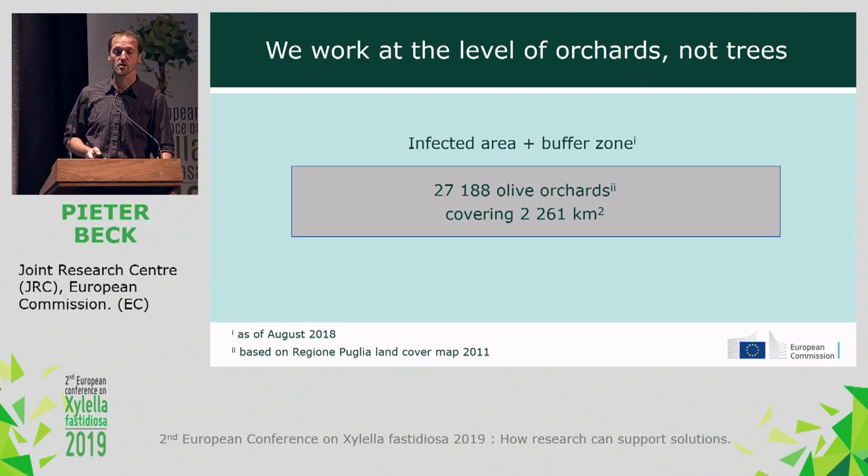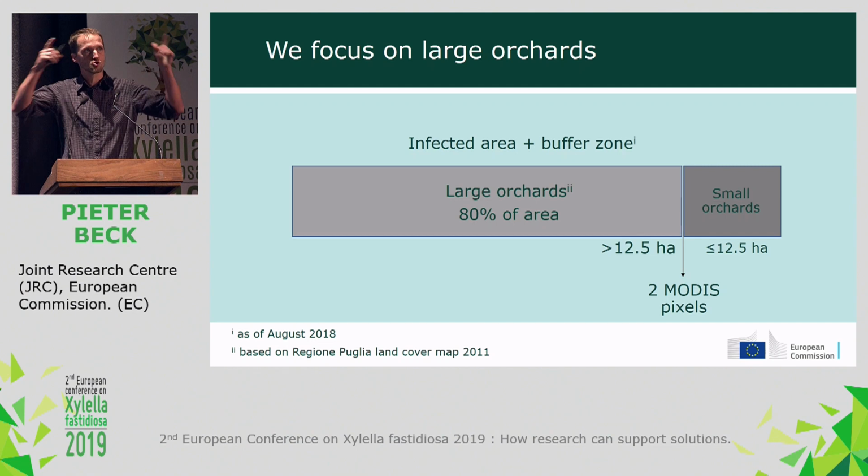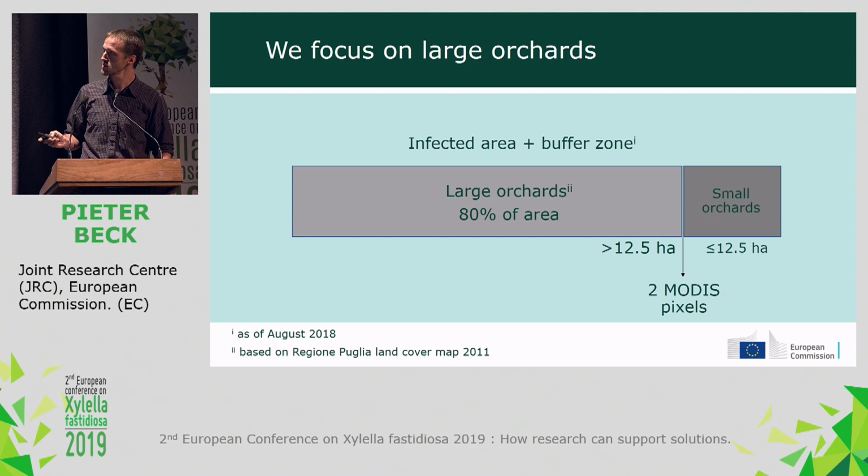We work at the level of orchards, not at the level of trees. That's important to note. In the infected and buffer zone together, there are about 27,000 orchards. They cover over 2,000 square kilometers. And we furthermore focused on the large orchards. We defined those as being bigger than 12 and a half hectares, and we chose that because that gives us at least two MODIS pixels to look at for every single orchard. If you restrict it to those large orchards, you still cover 80% of the olive orchard area. So just keep in mind that we make conclusions on the large orchards. You probably need to add another 20% to make it comprehensive.